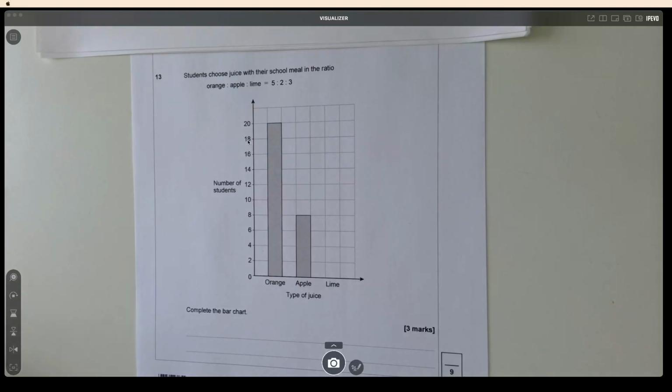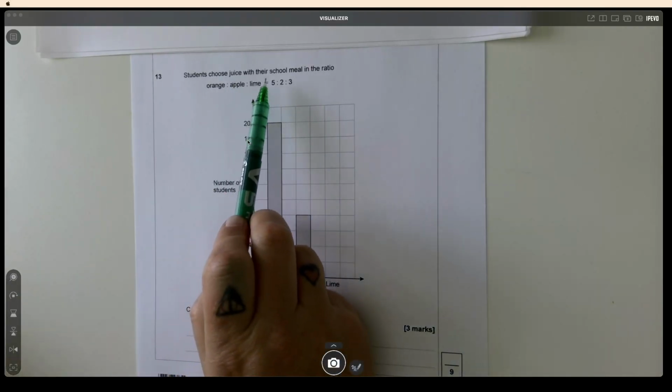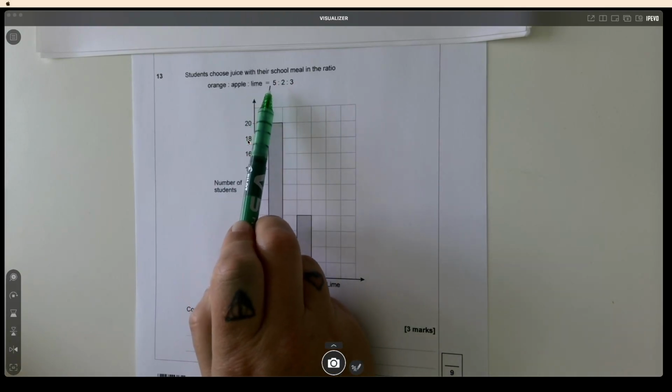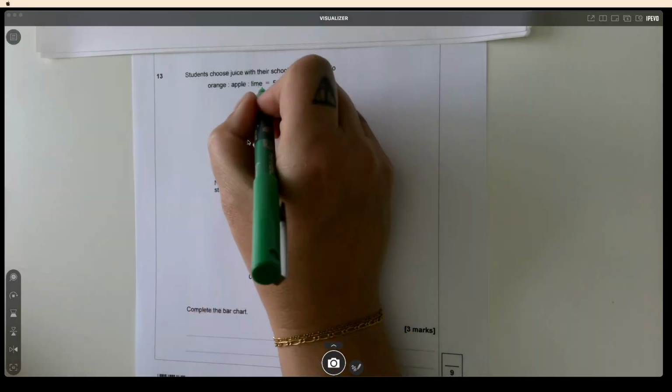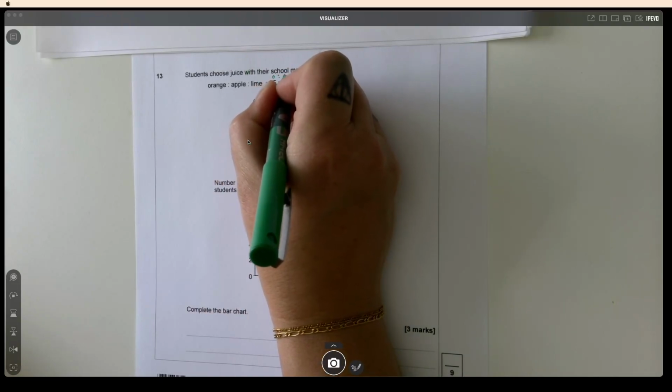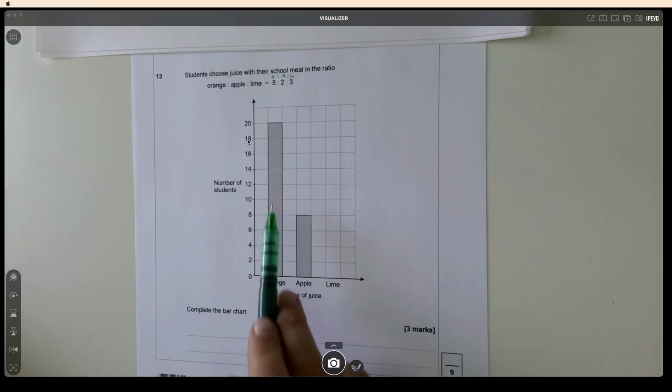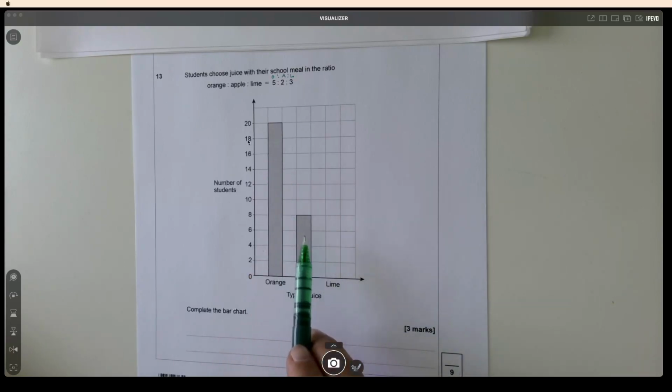Question 13. Students choose juice with their school meal in the ratio orange to apple to lime is equal to 5 to 2 to 3. So we've got orange, apple and lime. I just need to make it clear to myself what each part of that ratio relates to. It wants us to complete the bar chart. So we have a bar for orange, we have a bar for apple, we don't have a bar for lime. So we need to figure out how tall our bar for lime is.